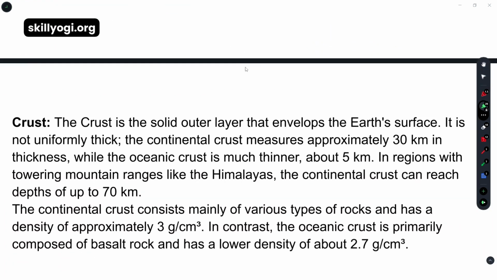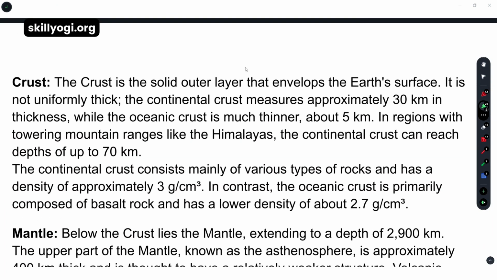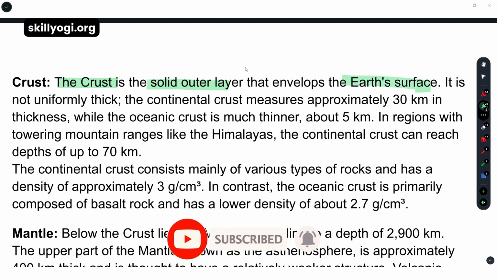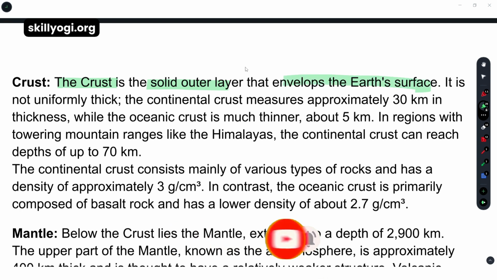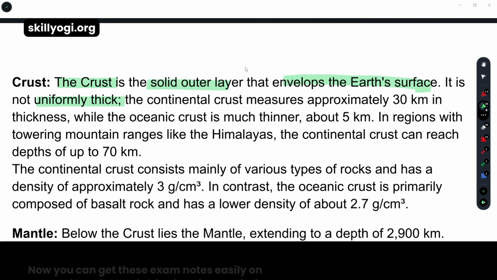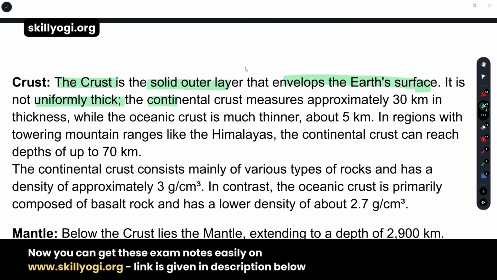The first one I am going to tell you about is the crust, the outer layer. It's a solid layer which envelops the earth's surface as a whole. It's basically uniformly thick, and continental crust measures approximately 30 km in thickness. That means its thickness is around 30 km.